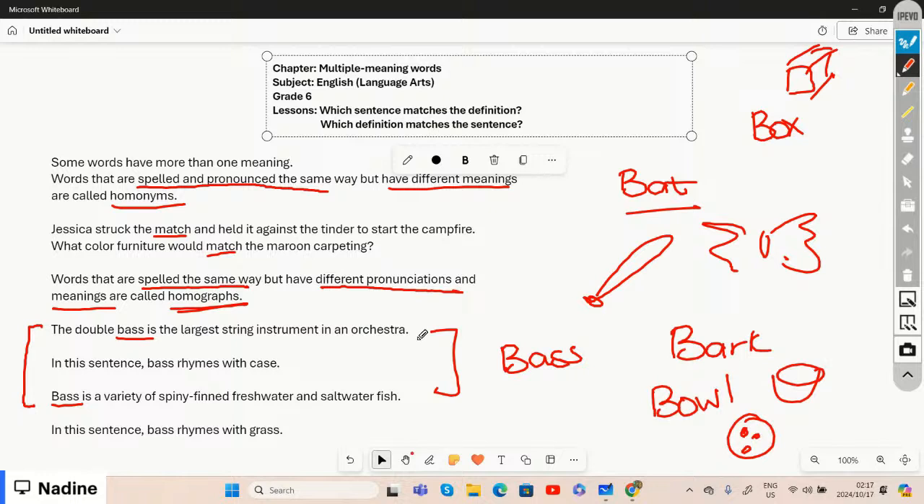And then we have brush. Brush is brushing your teeth, or brush can also be when you are painting. So that is but a few examples of multiple meaning words, where we have one word but it has got different meanings.